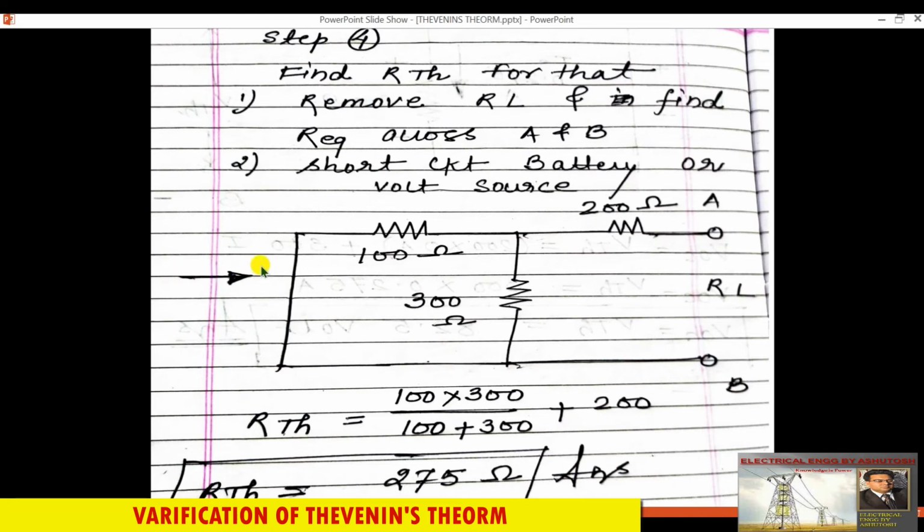Start reducing these resistances. So 100 and 300, how are these connected? 100 and 300 are connected in parallel. So you can write the value of RTH will be equal to 100 into 300 divided by 100 plus 300, both are in parallel, plus 200 ohm is in series with the combination of these. So plus 200, and finally RTH we get 275 ohm.